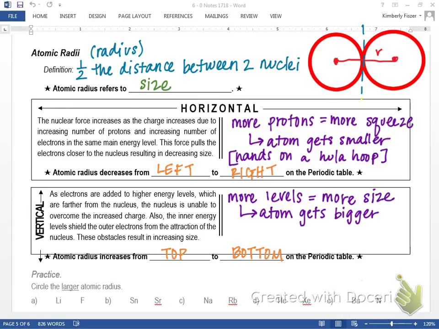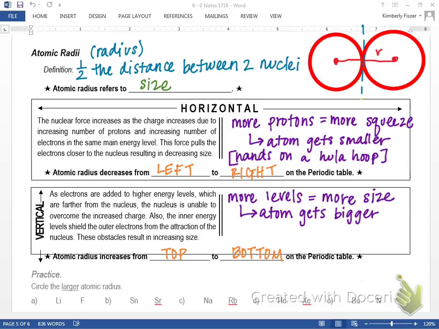Are we looking at a side to side or an up and down? Side to side. So when I look side to side, that's the top box. It says when I have more protons, I'm going to get more squeeze. So if you look at lithium, how many protons does he have? 3. If you look at fluorine, how many does she have? 9. Who has more squeeze? Fluorine. So who's going to be bigger? Lithium. Fluorine is going to hold everybody so close.